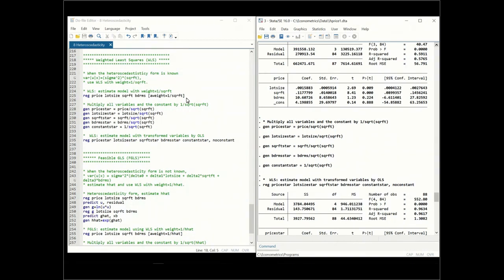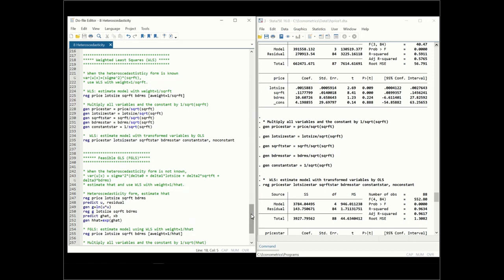So notice that here, if the weight is 1 divided by the square footage, how we need to transform the variables is to multiply them times 1 divided by the square root of the square footage. And this is because of how the weights multiply the function when we are minimizing the sum of squared residuals to get the coefficients. So this is the case where we have a known form of heteroscedasticity.